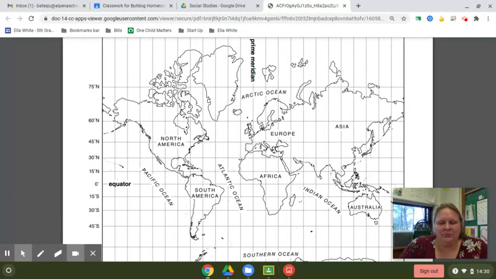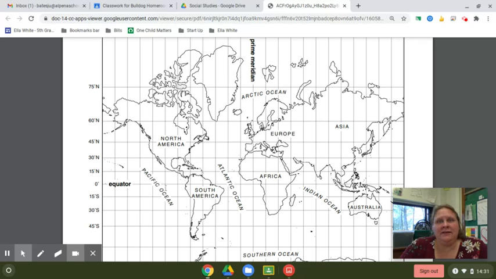A Robinson projection accurately shows the shape and size of continents. That's from last week. A Robinson projection shows the shape and size of continents. But a Mercator projection is easier to use to find coordinates because the lines of latitude appear straight and not curved. So let's take a look and find the United States.